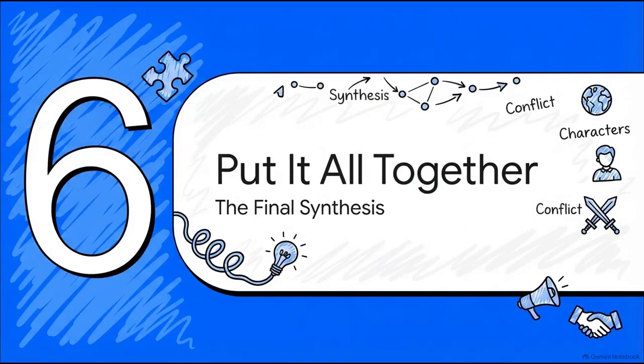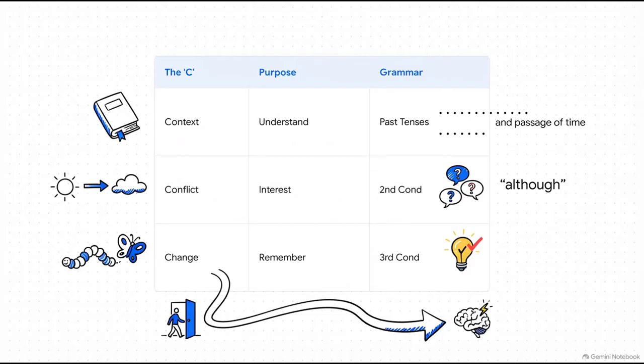Finally, Section 6, putting it all together, the final synthesis. So here it is. This is your ultimate cheat sheet to craft just 6 short sentences into one complete, captivating story. You've got 3 sentences of past tense context so they understand, 2 sentences of conflict using although and the second conditional so they stay interested, and 1 final sentence of change using the third conditional so they actually remember the lesson. Now, obviously, your own real-world projects might take a little longer to explain, but the underlying shape remains exactly the same.